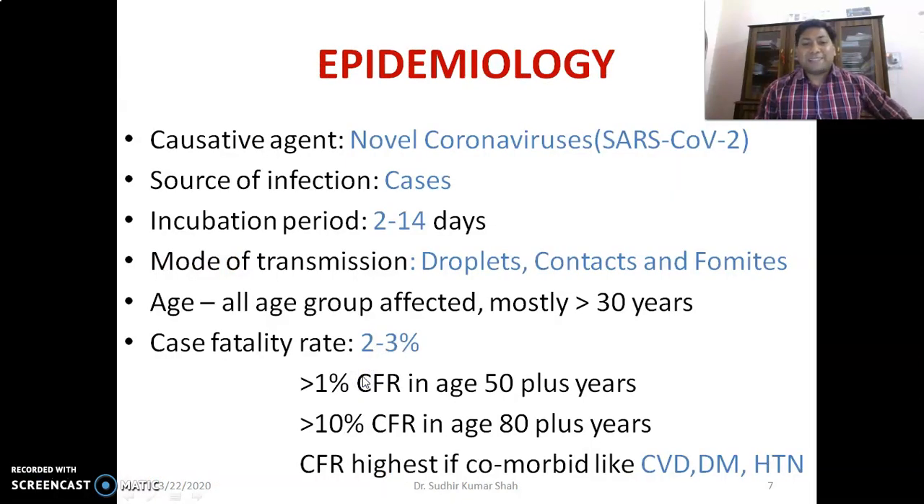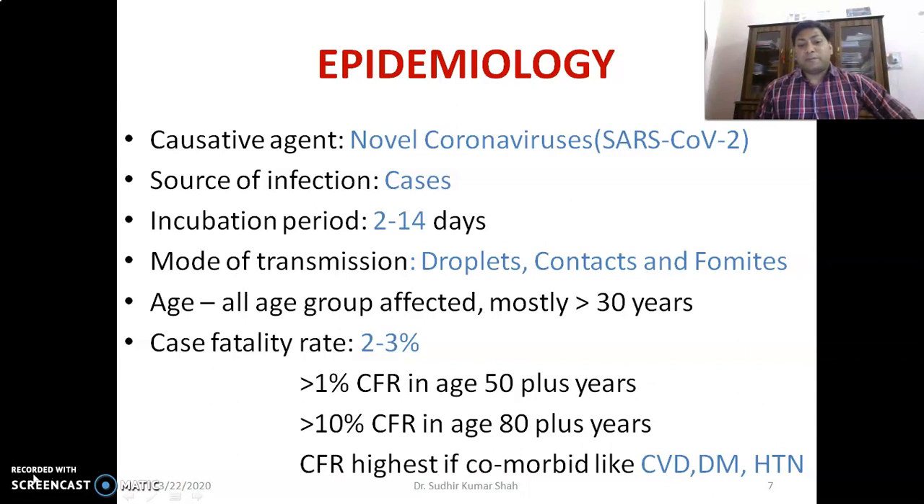Now, looking at the precise epidemiology of this COVID-19, the causative agent of this COVID-19 is the novel coronavirus, earlier known as SARS coronavirus 2, or SARS-CoV-2, and the source of infection is the cases from whom we can get the infection. The incubation period for this disease is around 2 to 14 days, and this is the reason we say to isolate or keep in quarantine the person infected with coronavirus disease for 14 days, that is, for the maximum incubation period.